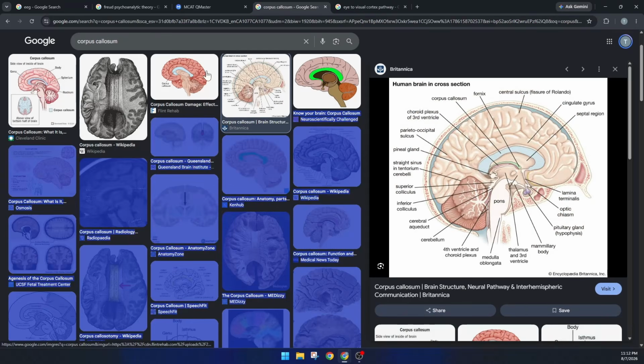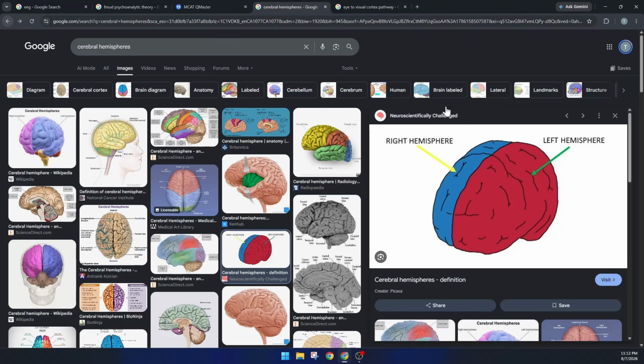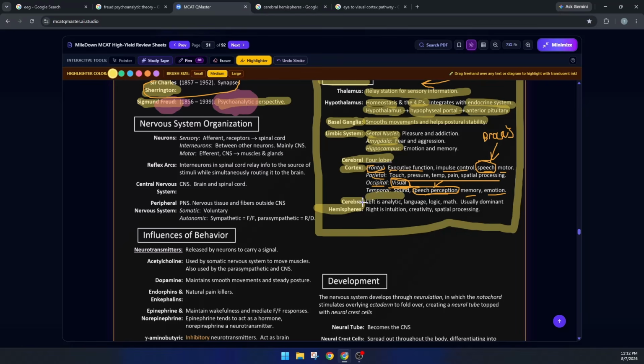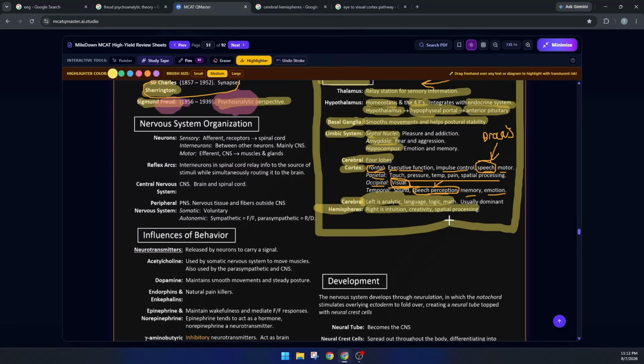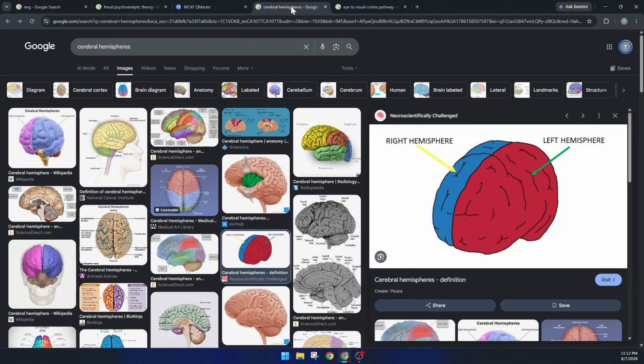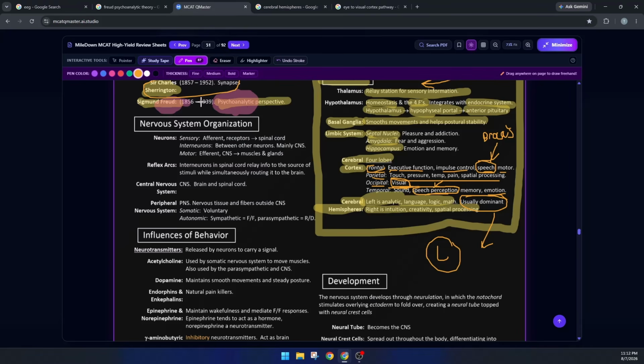And basically, people have attributed the left side of your brain to be analytic, language, logic, and math. And people have attributed the right side of your brain to be involved with intuition, creativity, and spatial processing. And then it says here that the left is usually dominant. The reason why it says the left hemisphere is the dominant hemisphere is not because of math, not because of logic, but because of language. So people said this is dominant because of your ability to do language on this side.